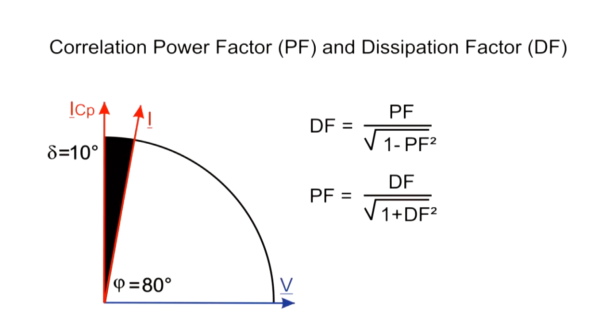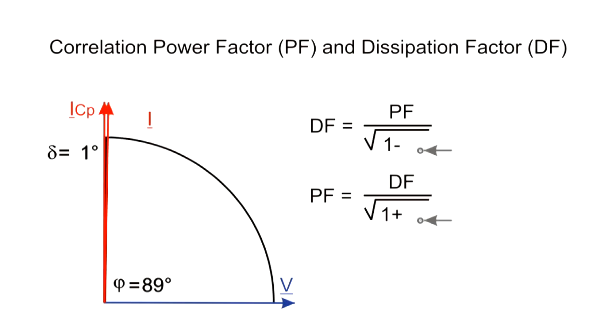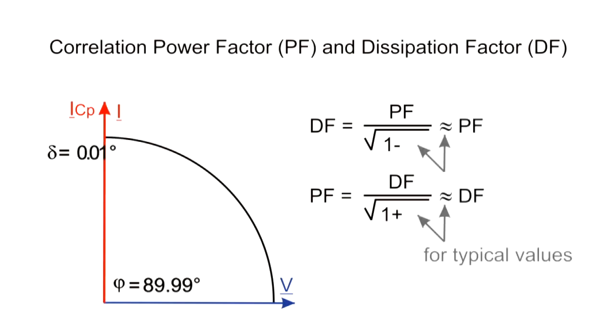The mathematical correlation between the power factor and the dissipation factor is thus expressed. Since typical values are very small, the difference between the dissipation factor tangent delta and the power factor cosine phi can be neglected, which is why we will alternately refer to power factor or dissipation factor in this video and use only one diagram to show both factors.